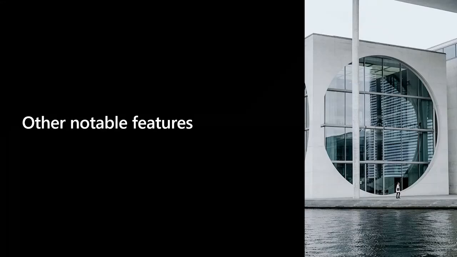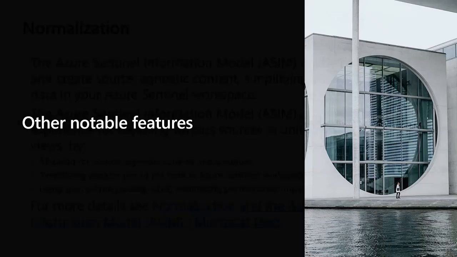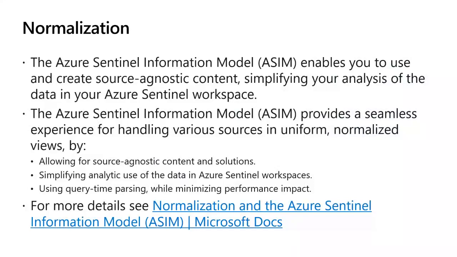So I'm going to talk about some other features. I call them notable features, because I always start with data connectors, because data connectors are something that, rightly so, a lot of our customers are really interested in, because of course you can't do anything unless you actually have data coming in. But there are some other things that it's worth knowing about too. A really important one is normalization.